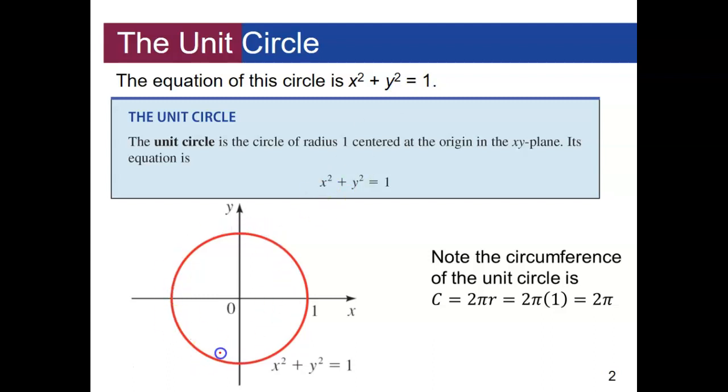So if we think about the unit circle and we think about some geometry, we know that the length around the circle is its circumference. And the circumference formula is 2 pi times the radius. So if we're talking about a unit circle, then the radius is 1, and therefore the circumference around the unit circle is 2 pi. So that's an important value that you're going to need to keep in mind, is that to go all the way around this circle, it's 2 pi radians.